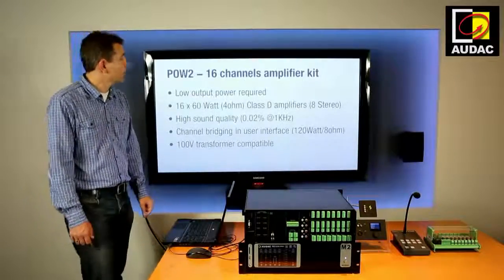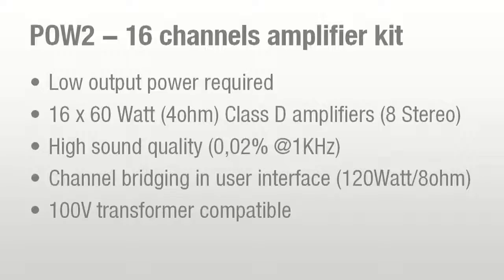The Power2 amplifier kit. If you need low power, 60 watts is available. It's a Class D amplifier, high sound quality, very low distortion. Channel bridging is done in user interface, up to 120 watts at 8 ohm, and it's 100 volt transformer compatible. So if you bridge it, you can put a 120 watt transformer behind each output.